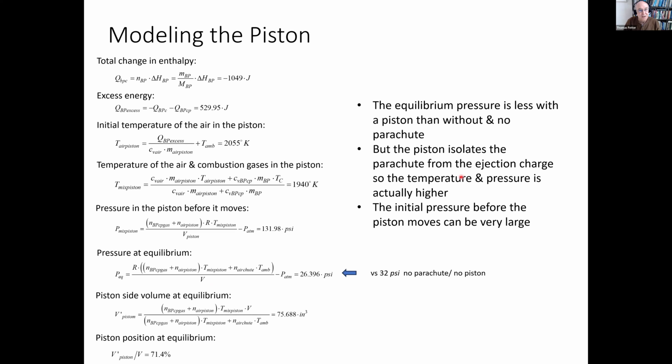So the reason that a piston works then is because it isolates the ejection charge from the parachute. And so the temperature and the pressure is actually higher. Now, the downside to that is that initial pressure and temperature before the piston moves can be very large.